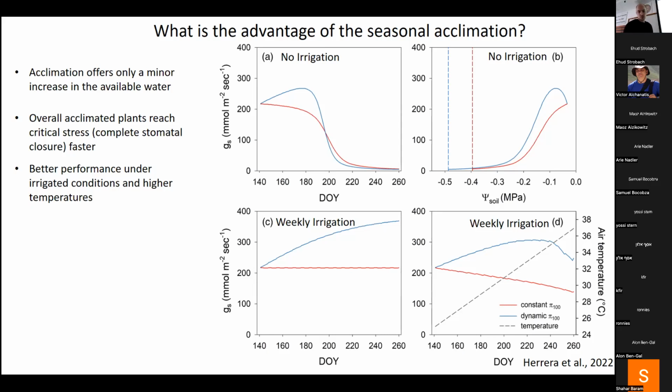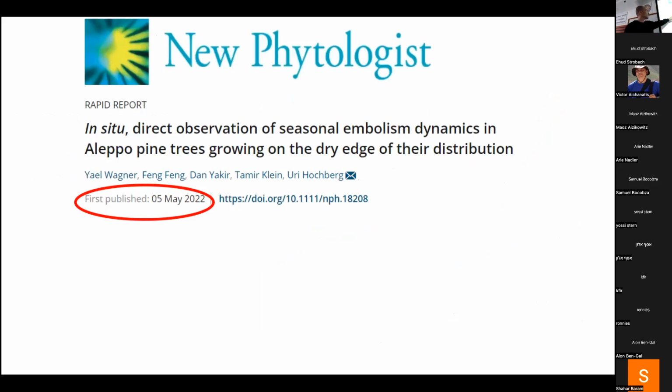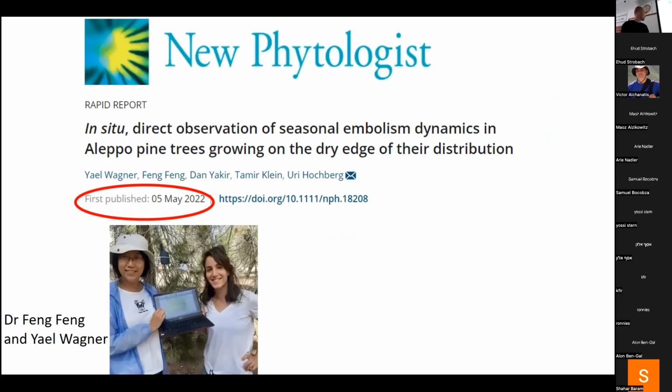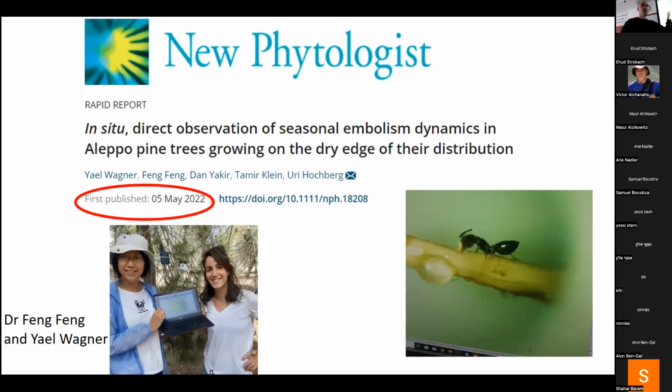Now, the last thing I want to show you is a newly accepted paper by Yael Wagner and Kunfung, a PhD student and a postdoc. These are the researchers. We wanted to see cavitation with our sensors in a real forest, not just doing lab simulations or taking our data from the lab and applying it to the forest. So we installed our sensors, our cameras basically. This time we constantly image the shoots of Aleppo pines. This is in Yatir forest.